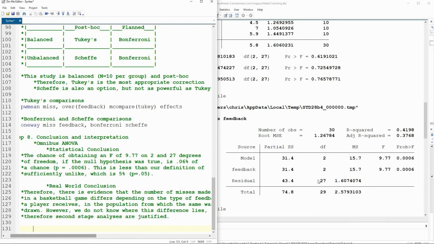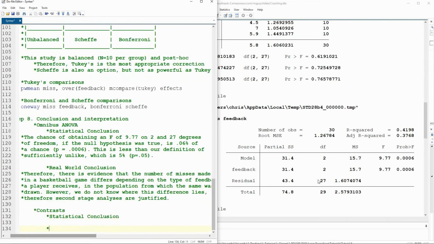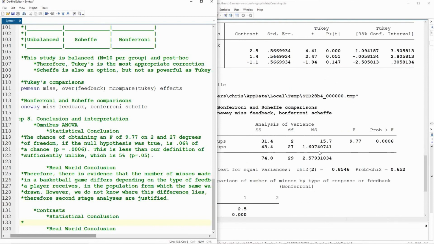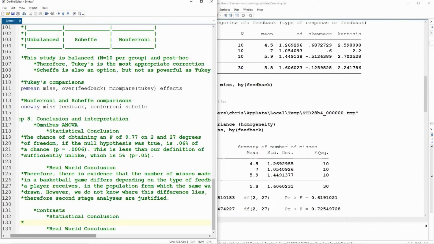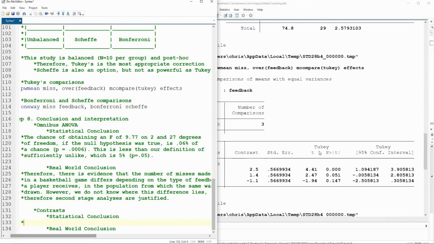Following this, we would have the conclusion for our contrasts. And again, we would have a statistical conclusion and a real-world conclusion. So now if we go down to our contrasts, we'll just do Tukey's because that was the most appropriate test, if I can find it. There it is.